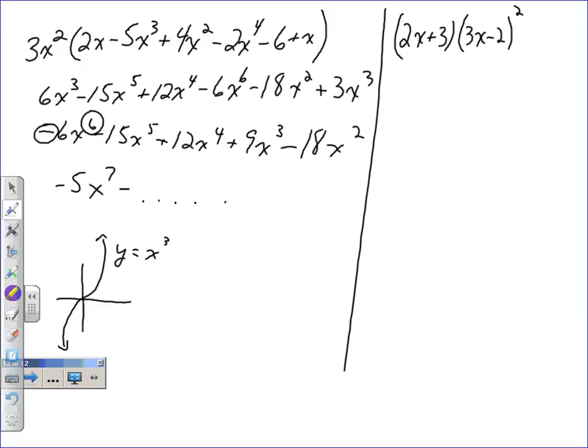Okay, what would we do first? You would square the 3x. You would square the 3x minus 2 first. Exactly. Okay. All right, so we have 2x plus 3 times.